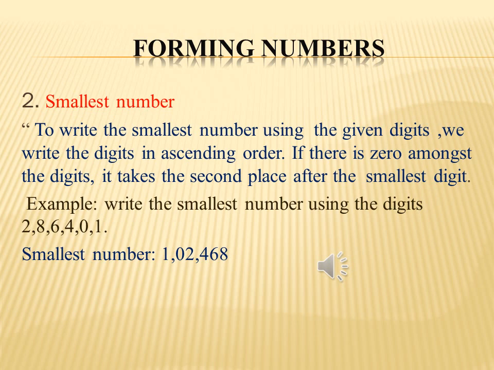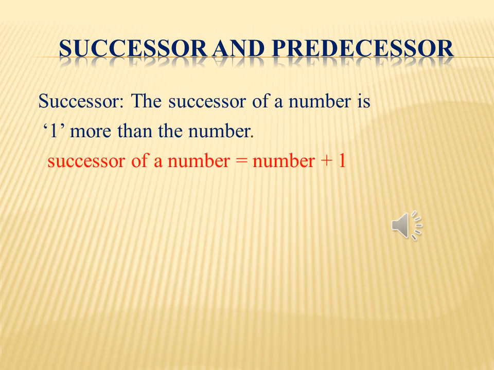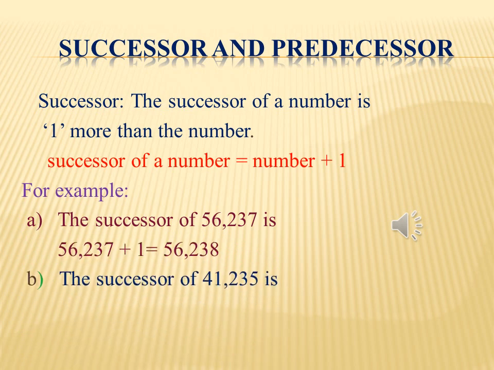Understood? Whenever there is 0 amongst the digits, you have to write 0 after the smallest digit. So here we read the number as 1,02,468. Dear children, hope you all have understood how to write the greatest number and smallest number using the given digits.